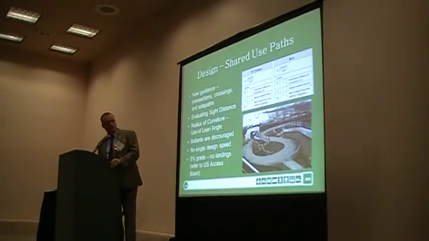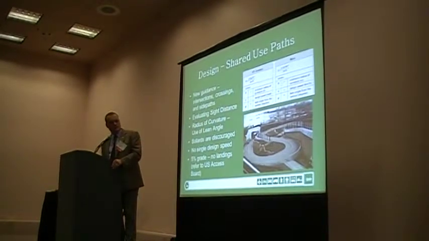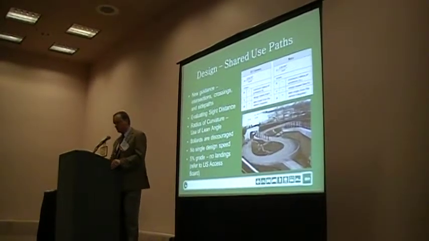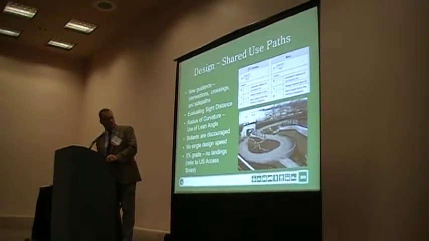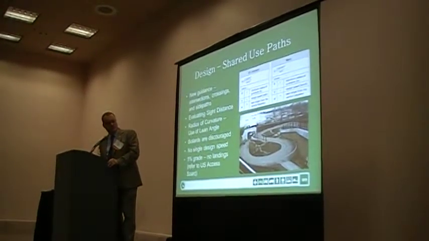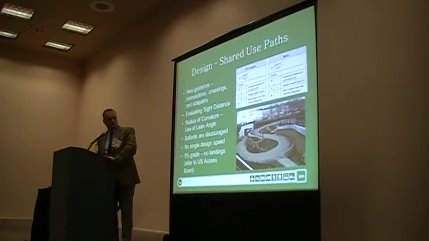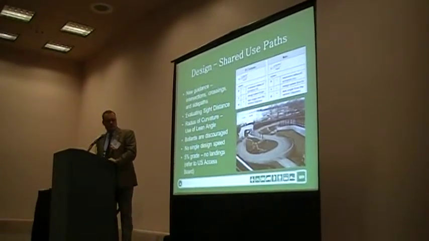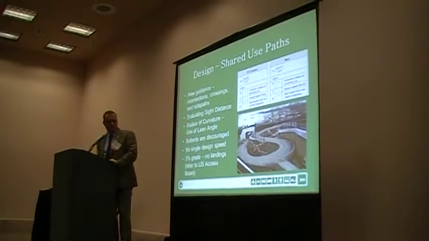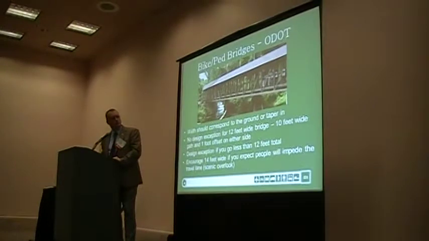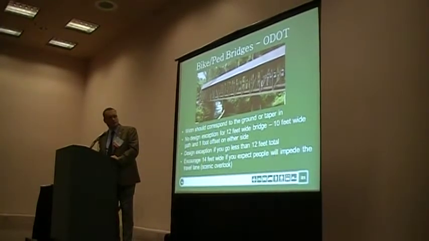Shared use paths, guidance, certainly the tables for horizontal curves. I think the use of a lean angle is new to this particular guide. Bollards discouraged. There's no single design speed. Of course, the ADA guidance for 5%. Bike ped bridges are covered.